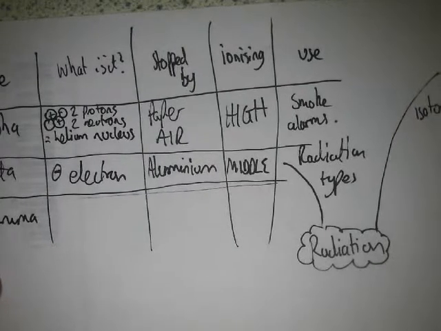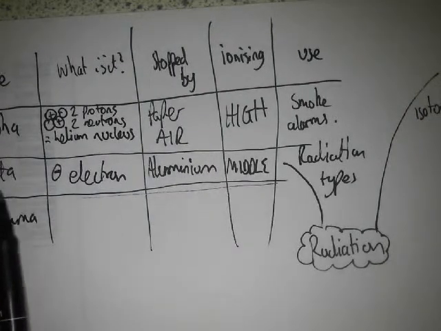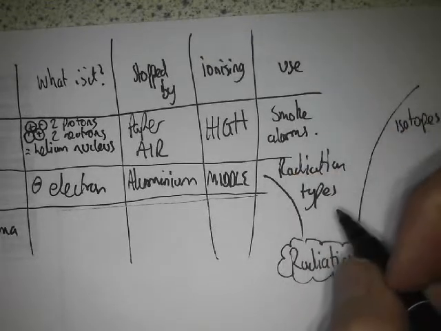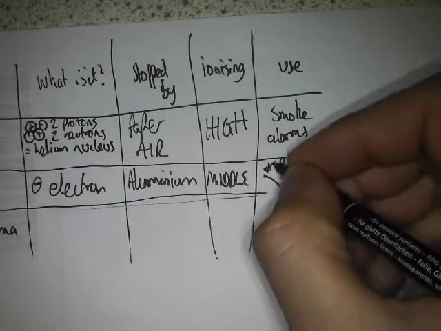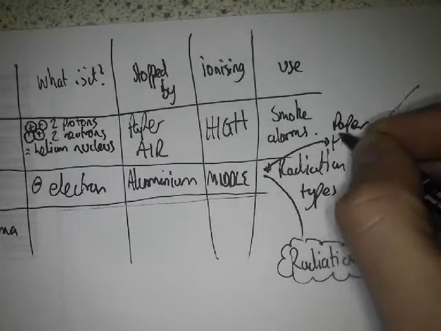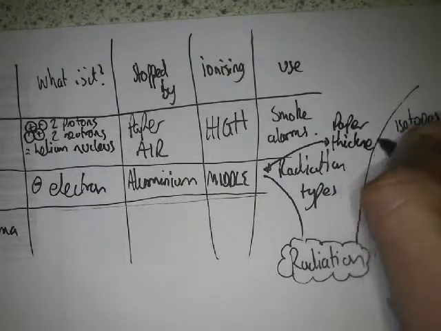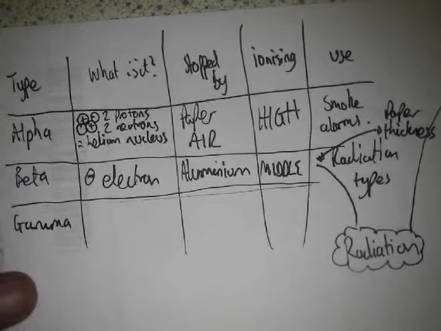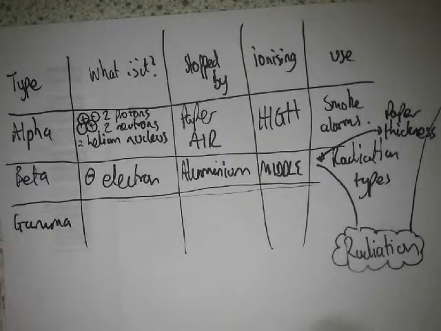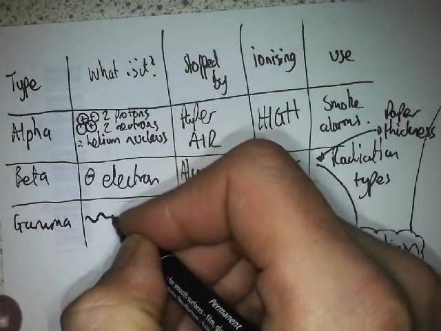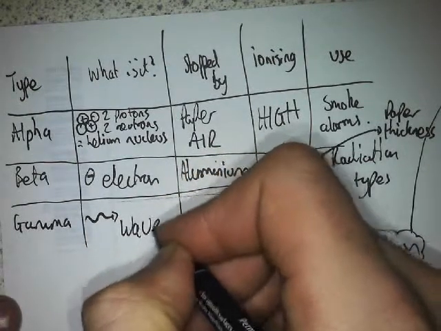And smoke alarms, not for beta, but beta is actually used for paper thickness. I'm not going to ever do that. I'm going to put a star and fix that. Now those of you who are neat would have hopefully avoided that error. So you can use beta to test how thick paper is, changing it accordingly. Lastly then is gamma. Now gamma is equivalent to just a wave, an electromagnetic wave.